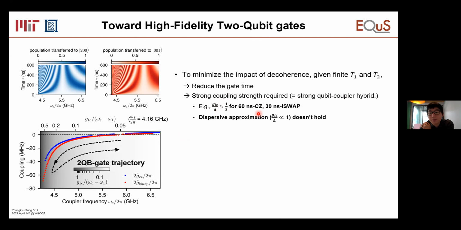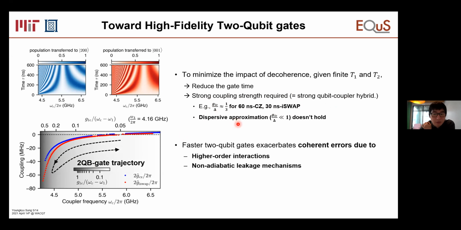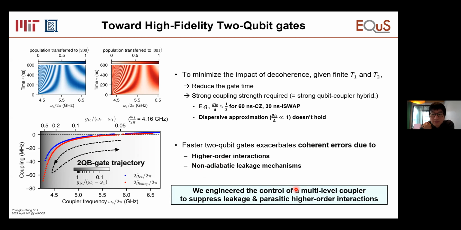So in our case, to implement a 60 nanosecond CZ and 30 nanosecond iSWAP, we had to reach a point where g over delta is roughly 1/3. And at this point, the dispersive approximation doesn't hold anymore. And this could cause a couple of problems. First, now the higher order terms become significant, and this higher order interaction can make some additional coherent errors during two-qubit gates. And second, since we are entering the non-dispersive regime, without careful control, it can cause non-adiabatic leakage into the coupler. So in this work, we engineer the control of a multi-level coupler to suppress coherent leakage to the coupler and parasitic higher order interactions.